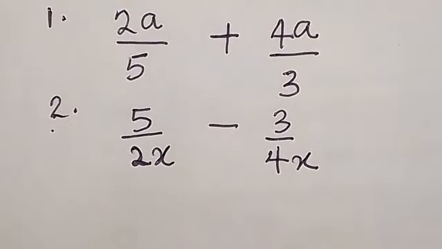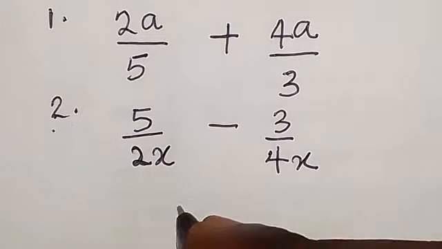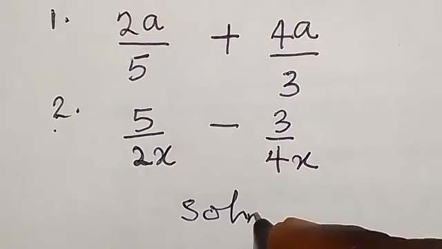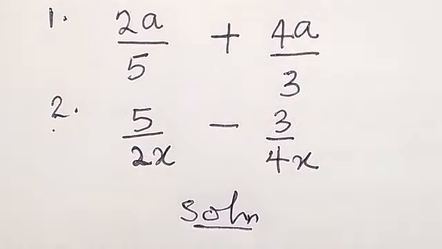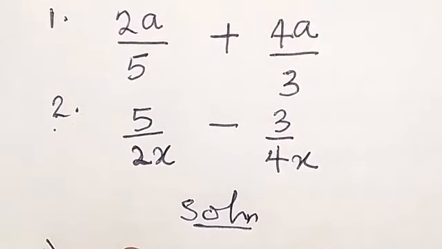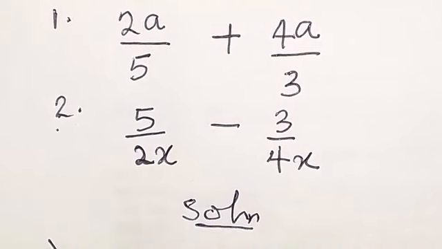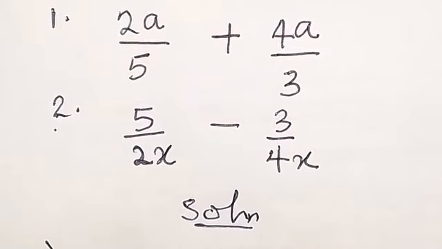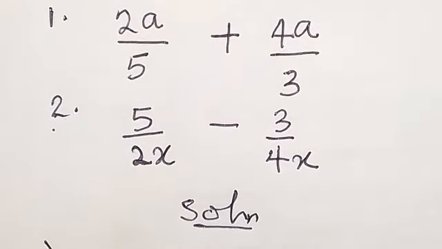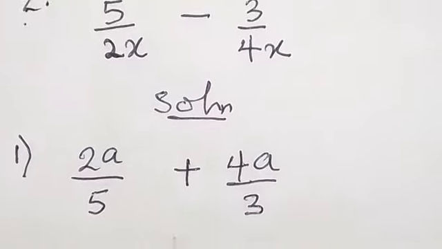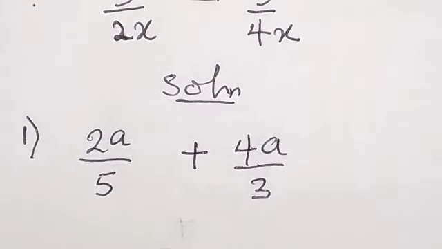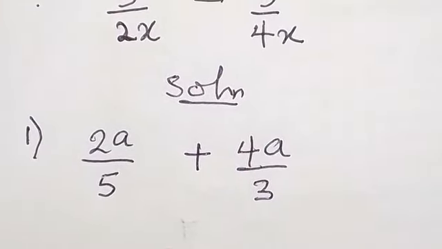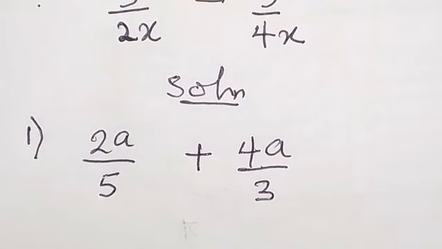And the first one we are given, here we look at the solution here, and the first is 2a over 5 plus 4a over 3. Now, to simplify this means that we want to make this fraction just a single fraction.